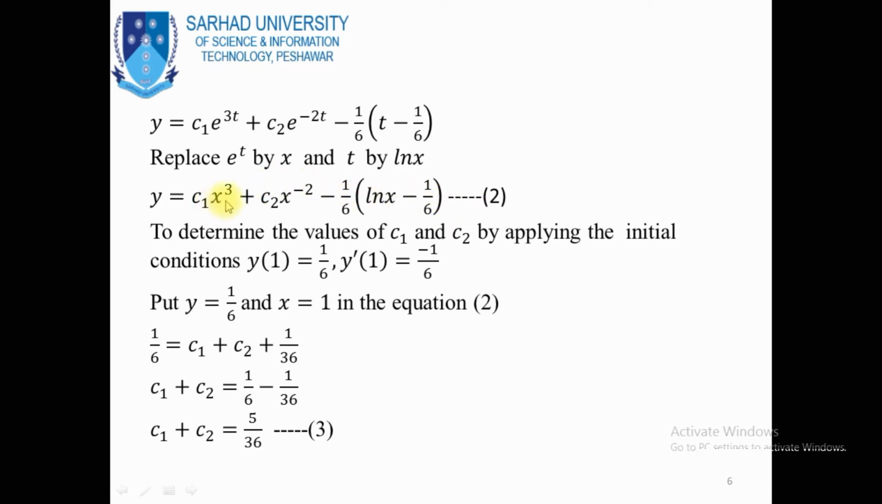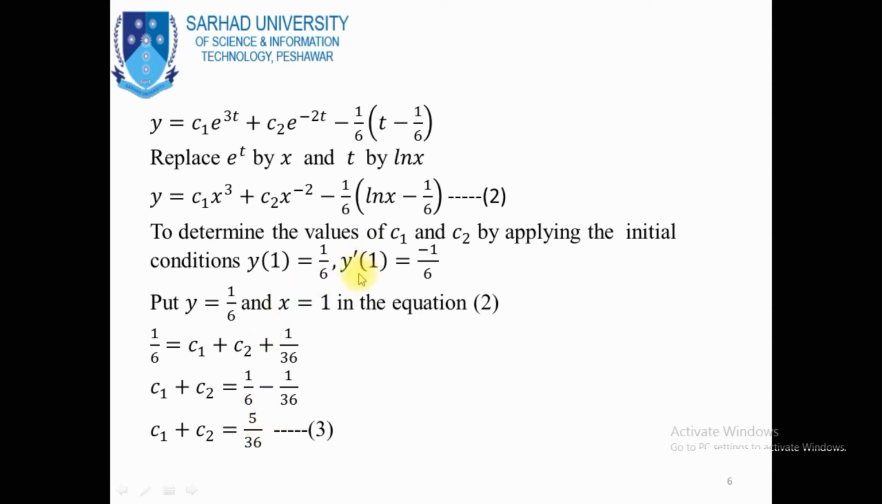Now in this equation we have two unknown constants c1 and c2. To find these two unknown constants, we use the initial conditions which are already given with the problem: y at 1 is equal to 1 over 6 and y dash at 1 is equal to minus 1 over 6. Y at 1 is equal to 1 over 6 means putting x is equal to 1 and y is equal to 1 over 6 in equation number 2, we obtain 1 over 6 is equal to c1 plus c2 plus 1 over 36. After simplification, we obtain c1 plus c2 is equal to 5 by 36.